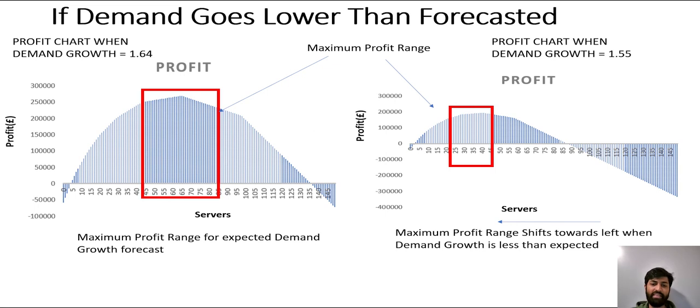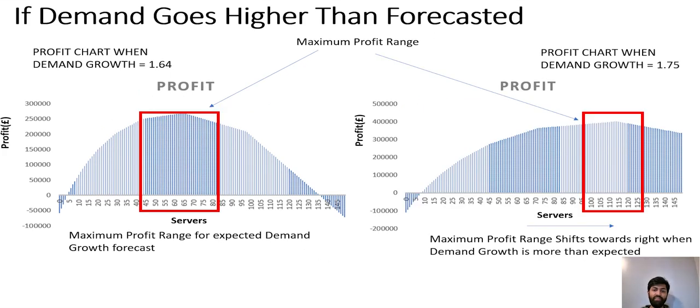From the chart, we can see that if the demand goes lower than forecasted, the optimal range shifts towards left. Similarly, if the demand goes higher than forecasted, then the optimal range will shift towards right, which suggests that the model is sensitive to the demand forecast.